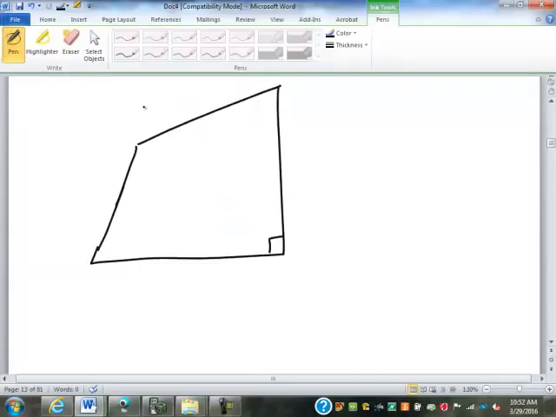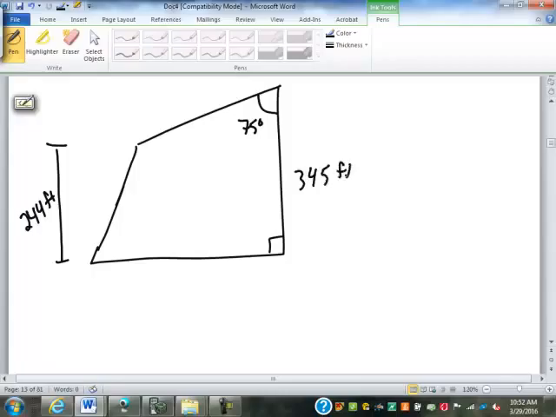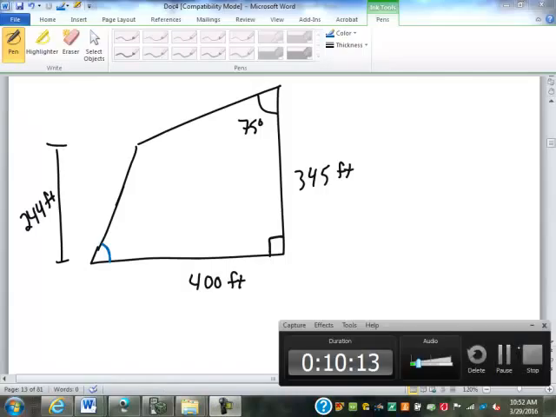So on this one, let's say this is 244 feet. This angle up here, 75 degrees. This is 345 feet. This is a right angle here. And I'm going to give you this distance here is 400 feet. I want you to find this angle for me. I want you to take a second and try to work it out in your notes, and then we'll go over it in a second.